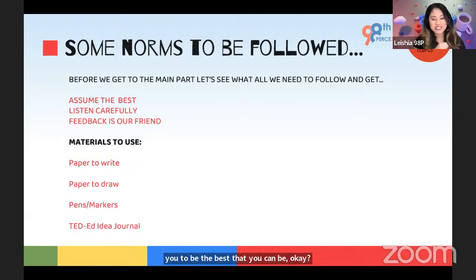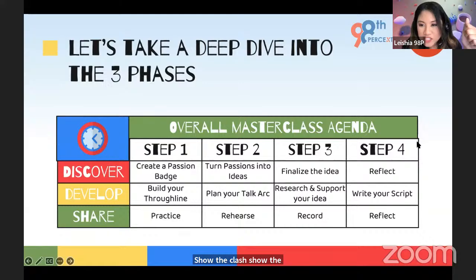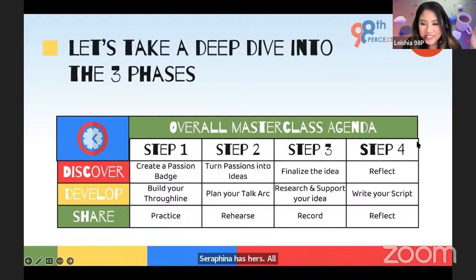So again, this is your last chance to grab your pen, papers, and your idea journal, and let's get right to it. So yesterday, we helped you create a passion badge. That is where you wrote down 3 passions that you were passionate about. So everyone, if you can please show your passion badges, we're going to make sure that you have that ready. Show the class, show the cameras. All right, very good. Rishi, where's yours? Ethan, where is yours? Nora, Krisha, where are your passion badges from yesterday? If you don't have it, you will write 3 circles and you're going to write down 3 things that you are passionate about. Okay, Sonic has his. Serafina has hers. All right, Amora has hers. Pablo has his. Good, very good.